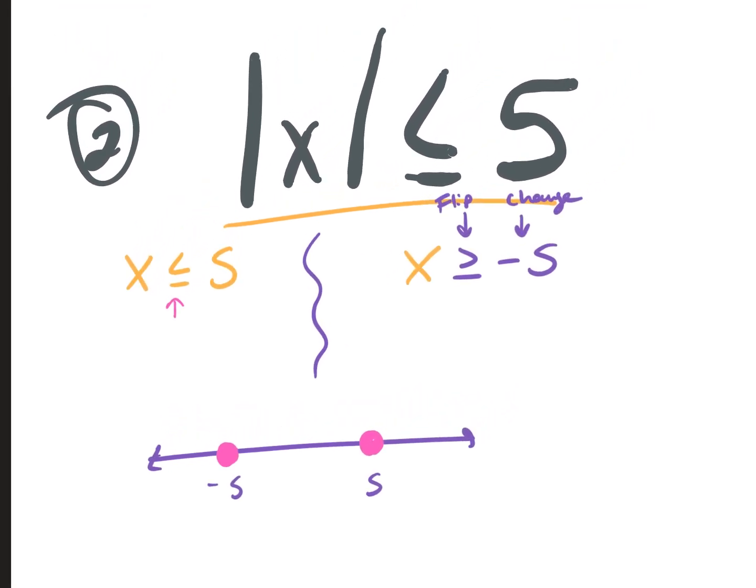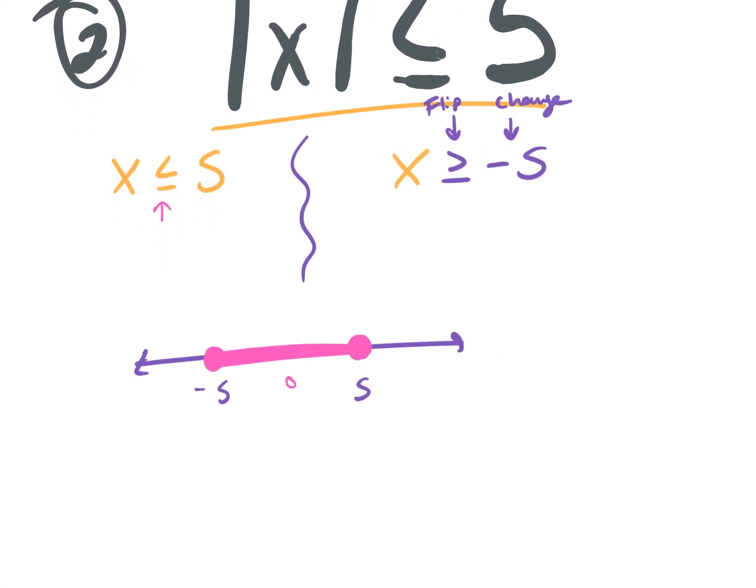Now what's the number in between negative 5 and 5? 0. So let's plug in 0 and test and see if it works. Is 0 less than or equal to 5? Is 0 less than 5? Yes. So it works. So where am I going to shade? In between. So since we have one part of our graph, we can put our inequalities together as one inequality.